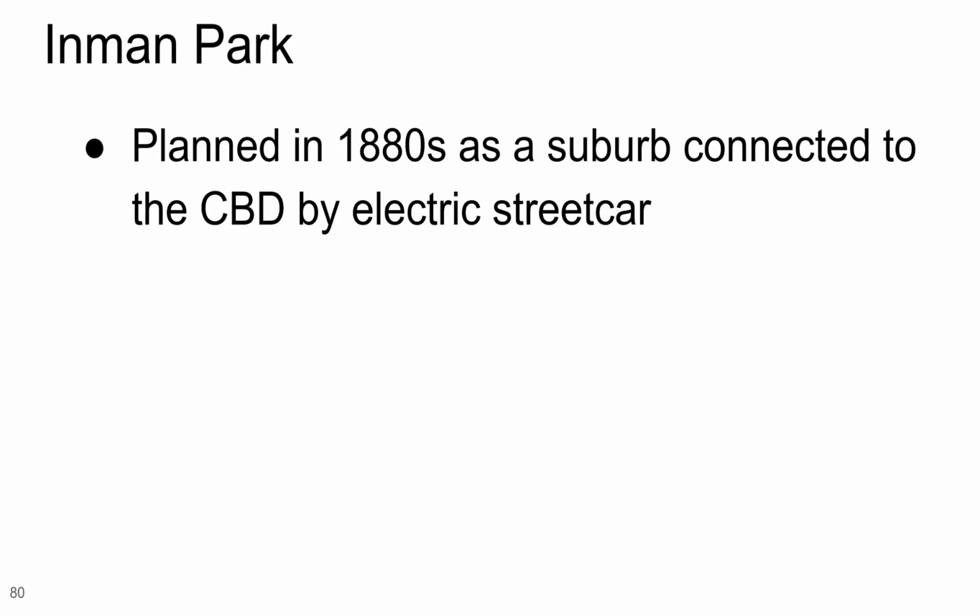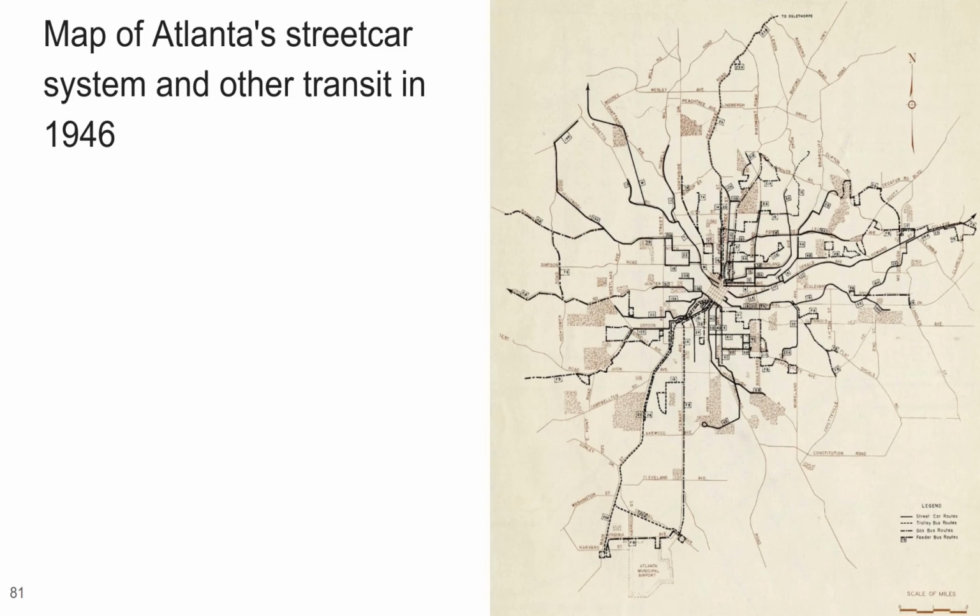So Inman Park was planned in the 1880s as a suburb connected to the central business district by electric streetcar. So here's a map of Atlanta's streetcar system and other transit in 1946. And the region that we're talking about is actually right here, right by the number 4.